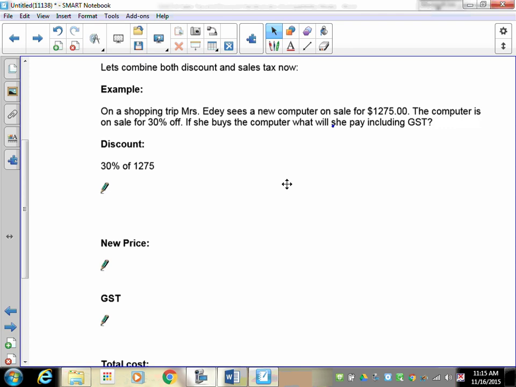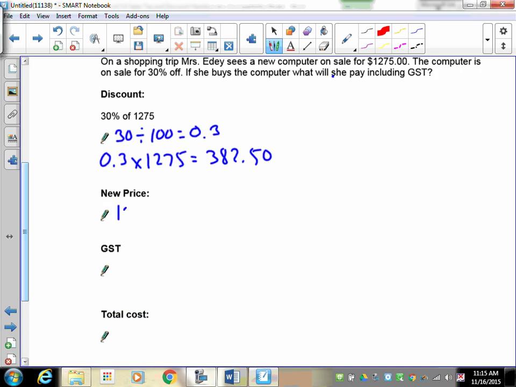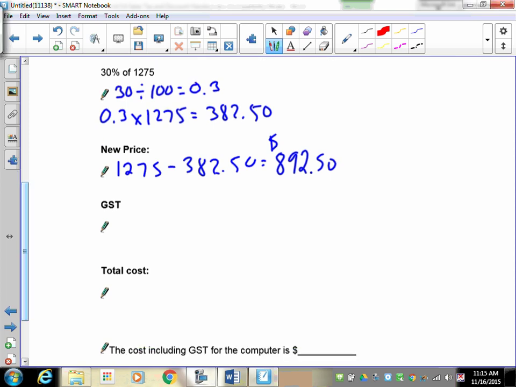Okay, first off, 30% off. So how do I find 30% off? Well, 30 divided by 100 is 0.3. Multiply 0.3 times the 1275, and that gives you $382.50. So there is my savings. So if I'm saving that, I have to take my original price and subtract what I'm going to save. That means that when I go to the till, what I'm actually going to be charged for the computer is $892.50.